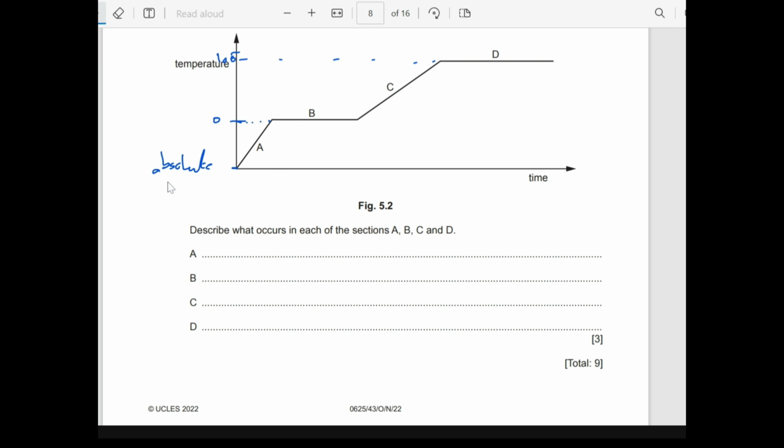Absolute zero temperature. This one. Anyway, what is happening from this absolute zero point until it reaches 0 degrees with a certain time? We can simply say as temperature increases, solid particles start to gain energy and vibrate.